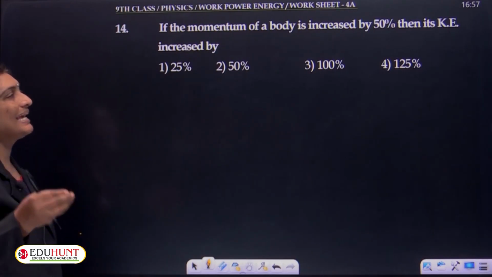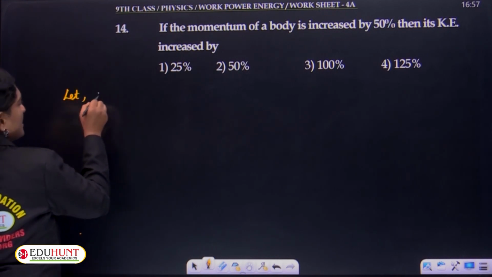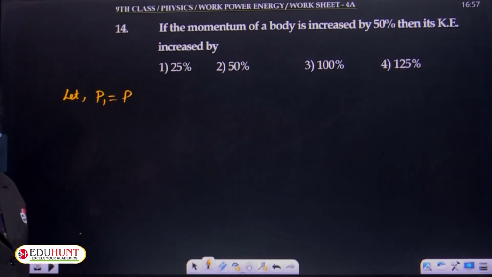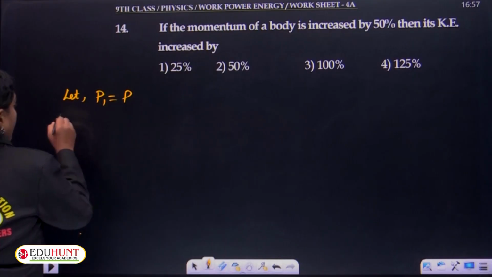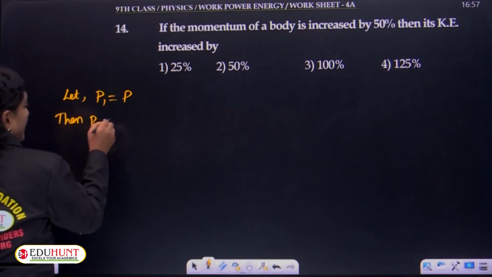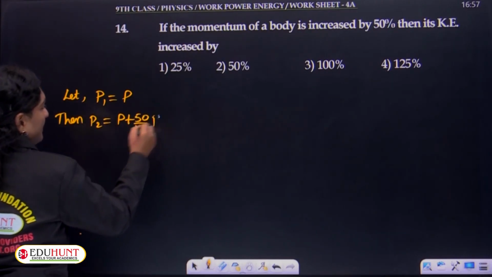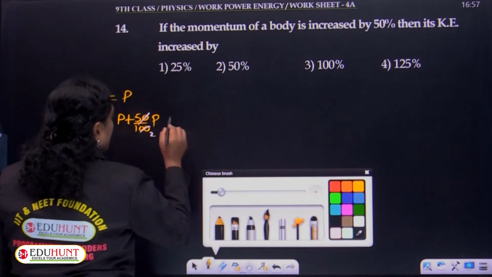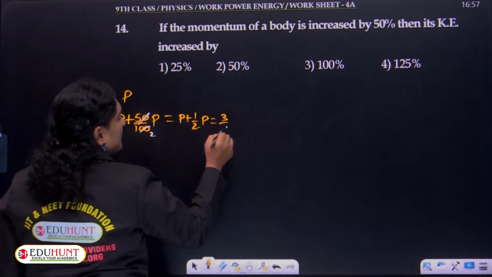Momentum of a body is increased by 50%. So for this, let us consider that the initial momentum P1 equals some P. Now what was given is the momentum of a body increased by 50%. Then final momentum will be equal to initial momentum plus 50% of that initial momentum. Hence, this will be equal to P plus 1 by 2 P, or this is equal to 3 by 2 P.